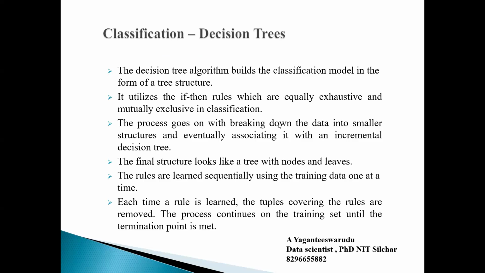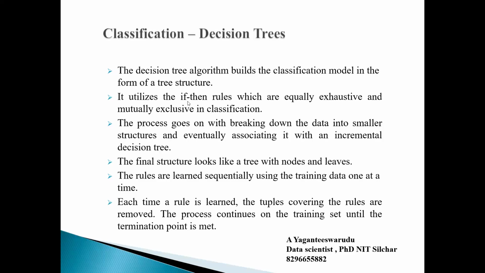The process will go through until the smaller structure and eventually ends with the final decision tree. First it will start with the root node and then intermediate nodes, and finally it will end with a final decision. For example, if you take a diabetes problem, it will start by finding which feature will be the root node, and finally it will lead to whether the patient has diabetes or not.